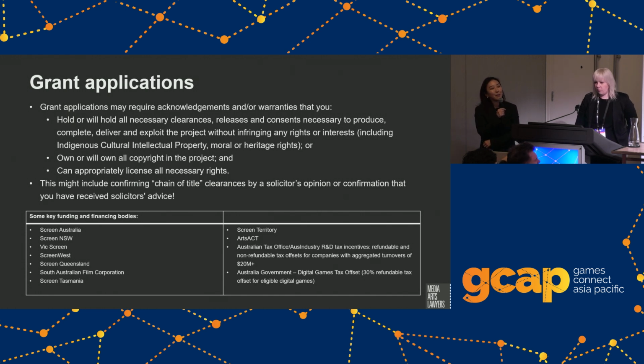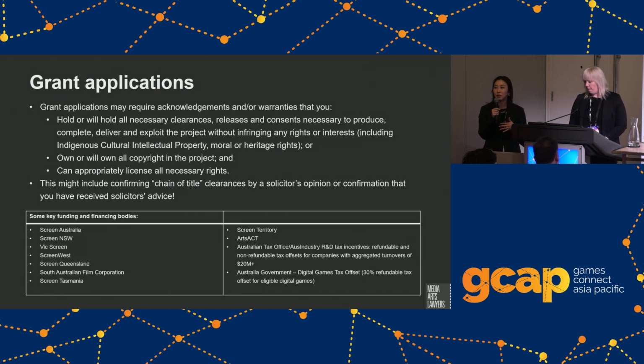But IP is important when it comes to grant applications, because typically grant applications will be asking you to make those warranties, similar to what Amanda just described. They will also ask you to confirm a chain of title, or at least receive advice for chain of title. So that's usually where the lawyers come in, and we will give a solicitor's opinion, or you might need to confirm that you received solicitor's advice.